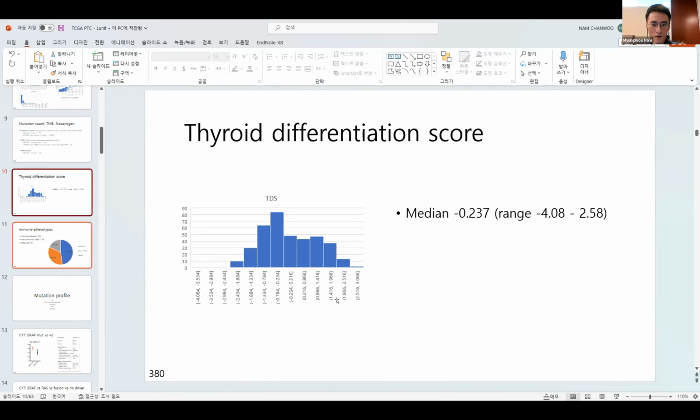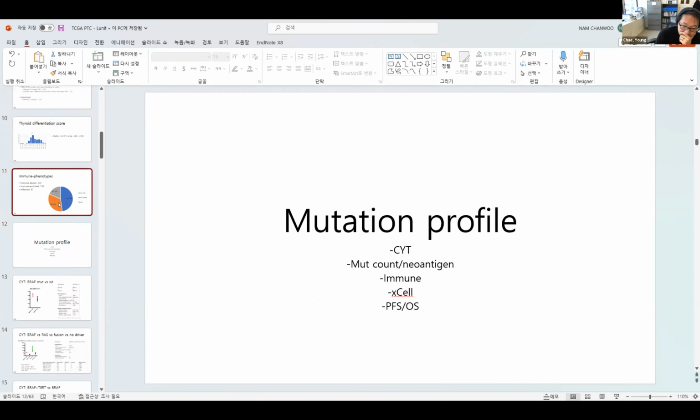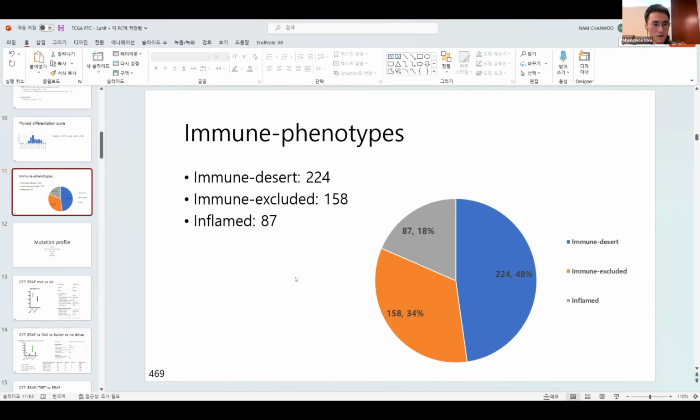So yeah, the positive means that it's more differentiated, and the negative means undifferentiated. Immune phenotypes: 48% was immune desert, which means there are no lymphocytes in both the cancer stroma and the epithelium. Excluded is lymphocytes in the stroma, but not in the epithelium. Inflamed is a lot of them. So yeah, 0.82%.